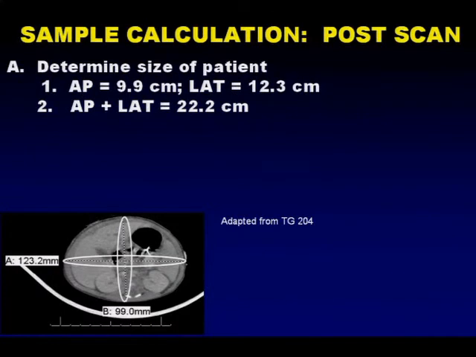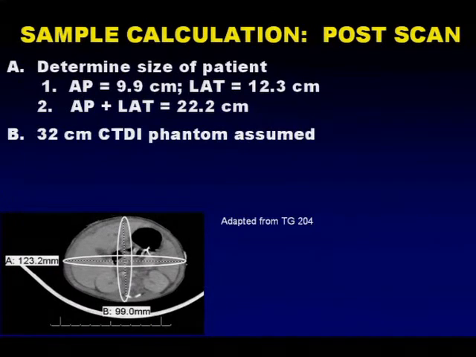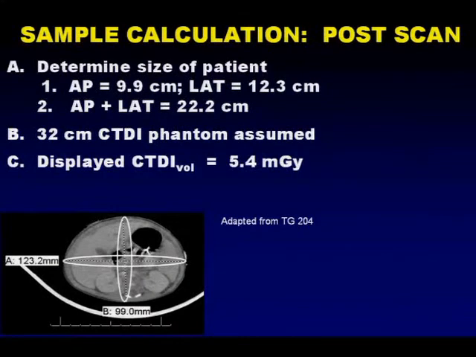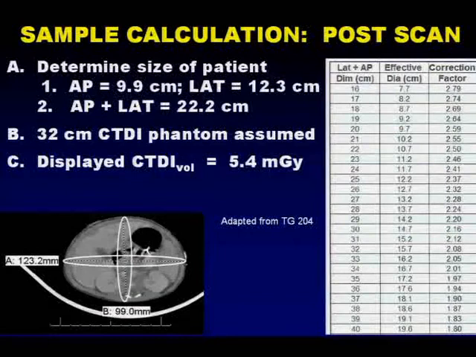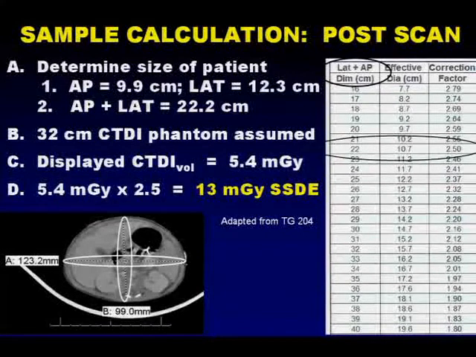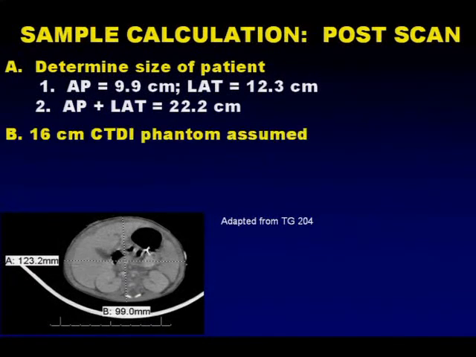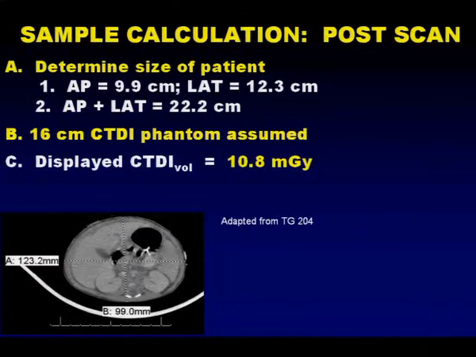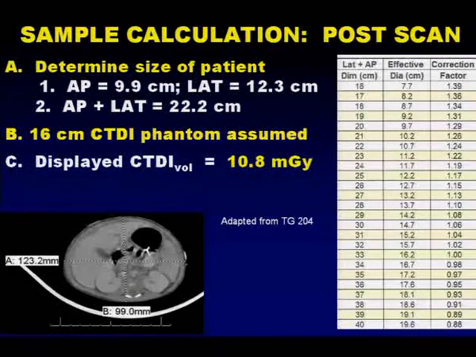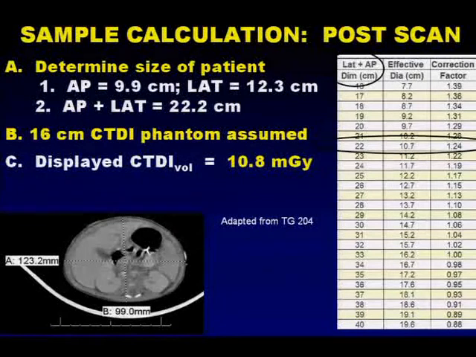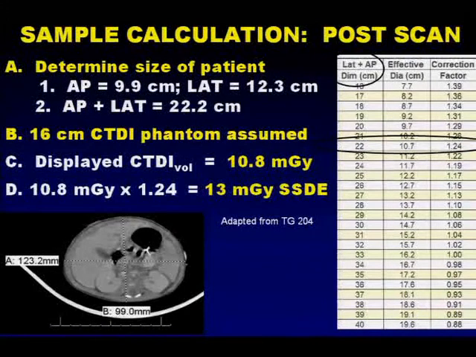If we have the axial scan, we can measure both the AP and the lateral dimension. This time, let's assume the 32 centimeter phantom was used by the scanner, and the displayed CTDIvol was 5.4 milligray. Here's the appropriate table. It's the lateral and the AP dimension summed. We come down to 22, and we have a correction factor of 2.5, and the SSDE is 13 milligray. Let's take that same patient, and let's just assume that the scanner used the 16 centimeter phantom instead of the 32, and now the displayed CTDIvol will be 10.8. We come to a different table in the report. Again, we come down to 22, and the correction factor is 1.24. And again, we get 13 milligray for the SSDE. We get the same answer for the same patient. That's somewhat comforting.